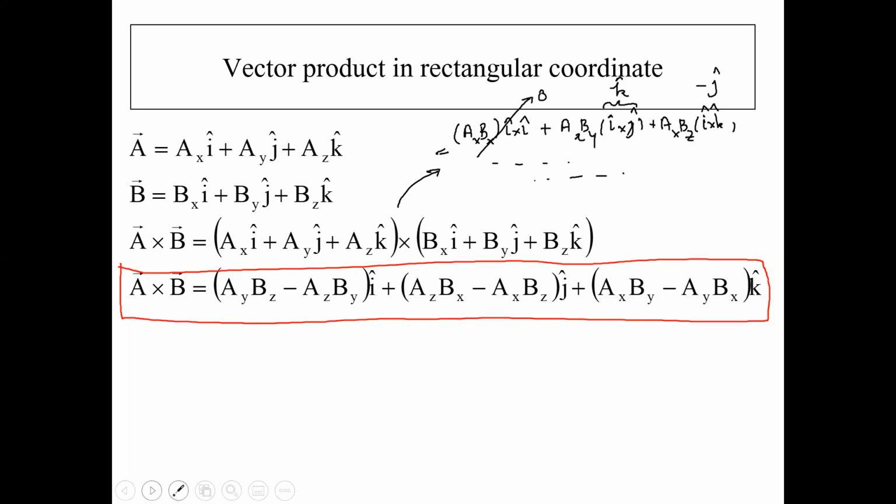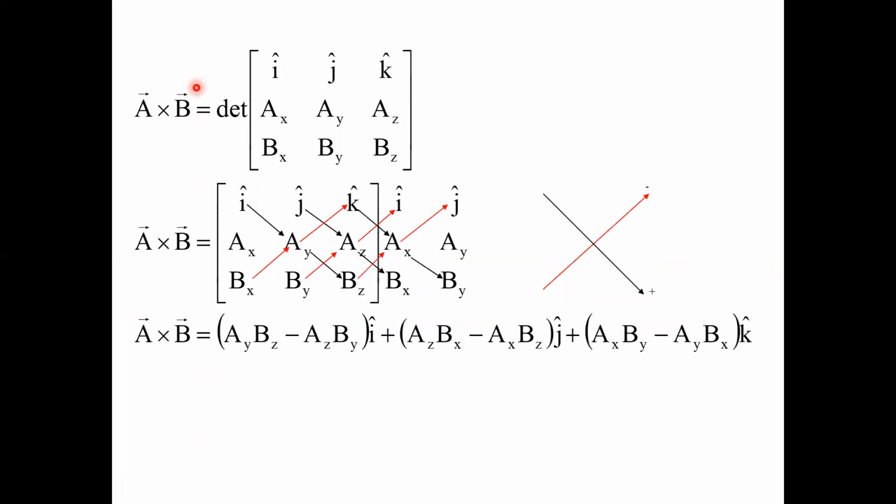Well, many of you might find it easier to do this by taking the determinant of a matrix, where the first row will be i, j, and k, the second row AX, AY, and AZ, and the third row will be BX, BY, and BZ. So A cross B is that determinant. How do you find that determinant? You take the matrix and write down two more columns, repeating the first and the second column.